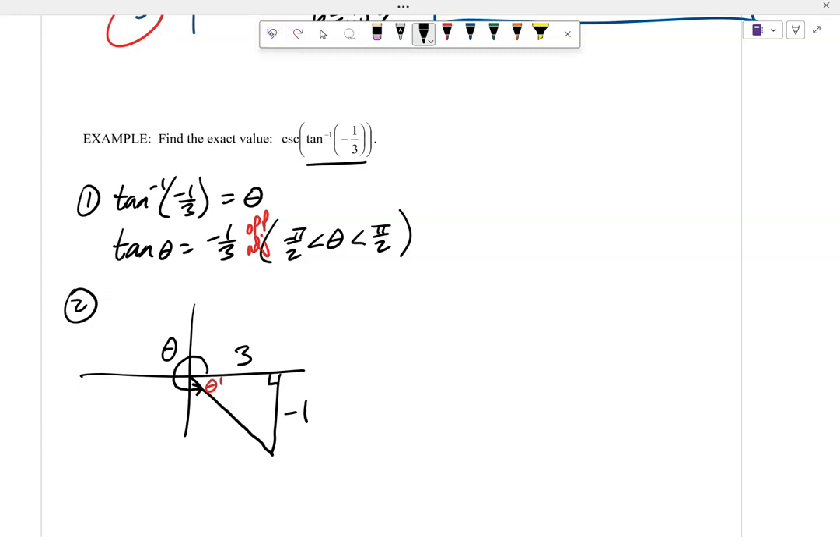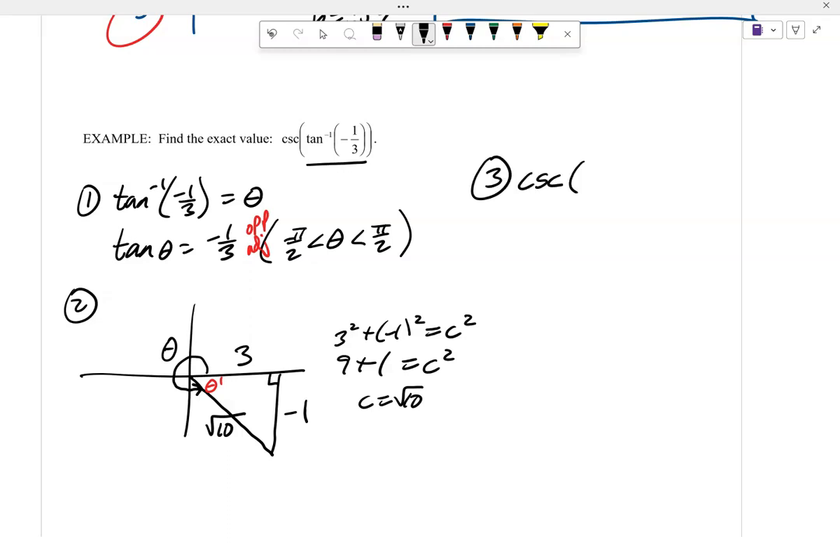Let's go ahead and solve for the hypotenuse. 3 squared plus negative 1 squared equals c squared. So 9 plus 1 equals c squared. So c equals square root of 10. There it is. There's our square root of 10. Hypotenuse always positive there.